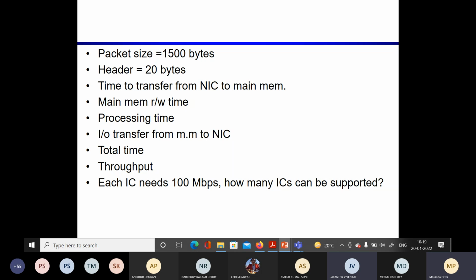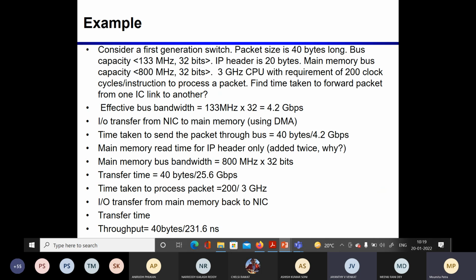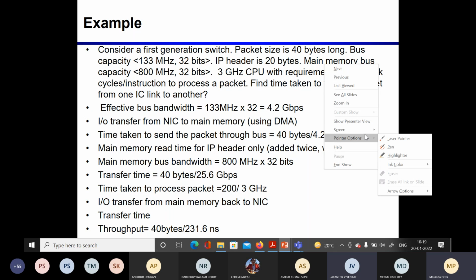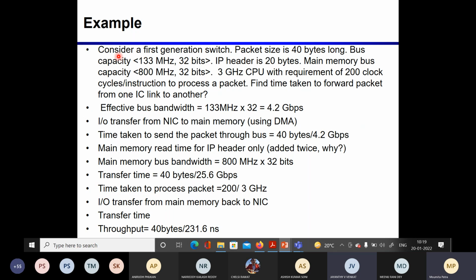So what are those properties? Let me show you again. You have the bus capacity here, 133 megahertz, 32 bits. That's the PCI bus capacity that you have because it is a first generation switch. Then main memory bus capacity is 800 megahertz, 32 bits. Then CPU capacity is 300 gigahertz and 200 clock cycles per instruction.